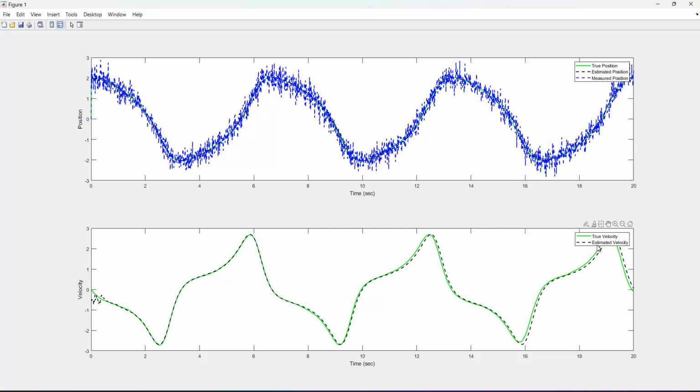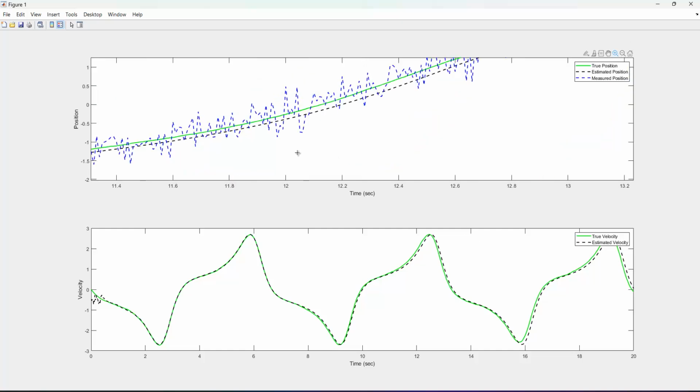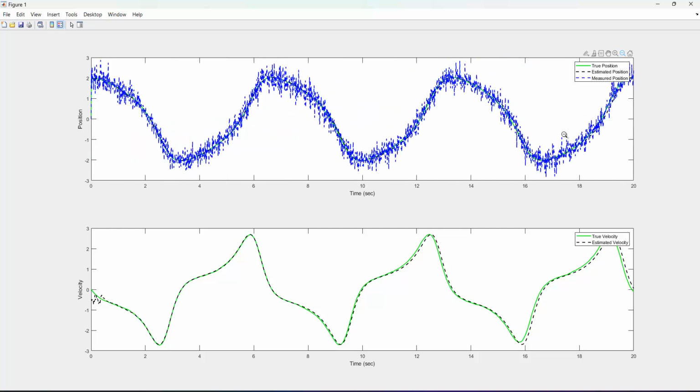So the true velocity and the estimated velocity are good enough in here, and the true position, the green line, matches with the dotted black straight line, which is the estimated position. With these noises in the extended Kalman filter, or in the normal Kalman filter, we cannot have these results. This is a huge advantage for the implementation of the UKF filter.